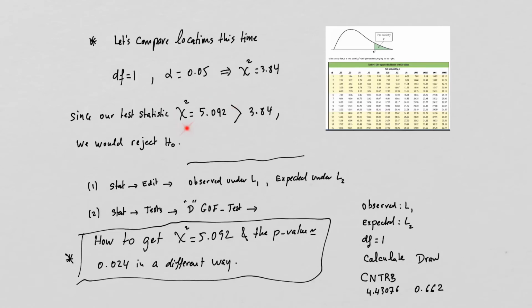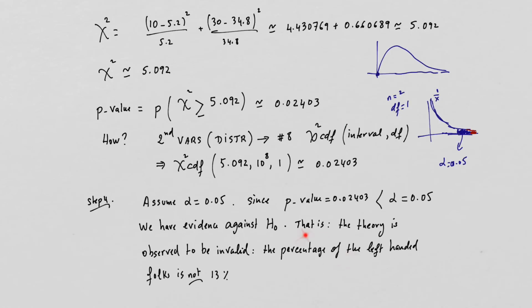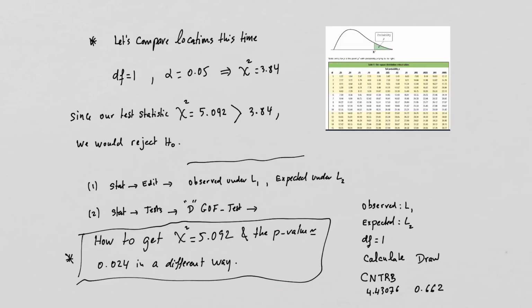It doesn't matter. You can compare location to location, or you can compare area to area. So since our chi-square test is bigger than the cutoff location, we would reject H null again, and make sure you write it in context like I did here, okay? So I just didn't want to write it again. So now, we're kind of done.